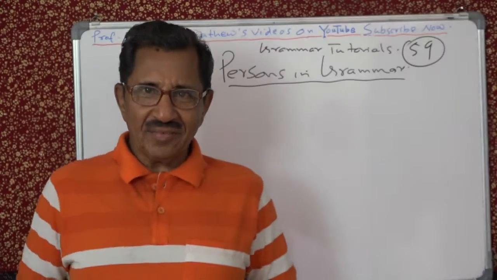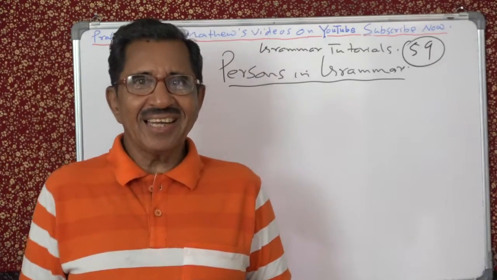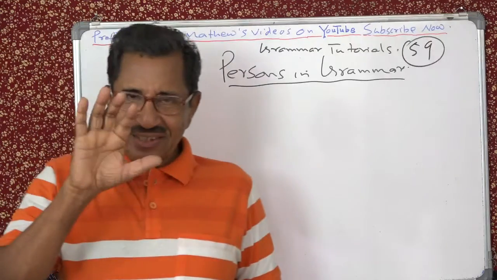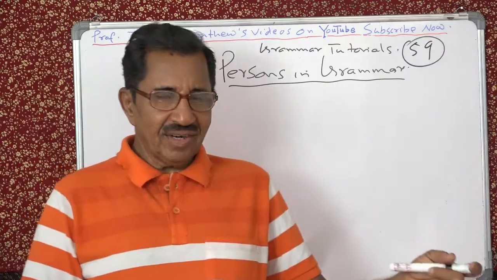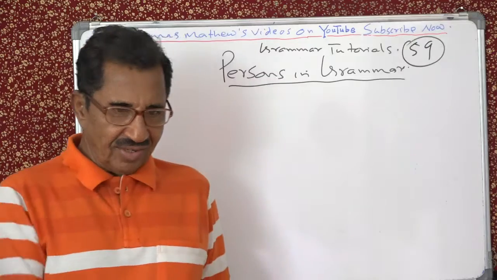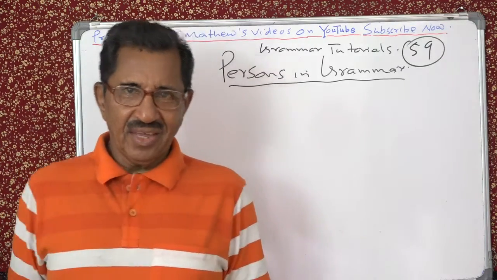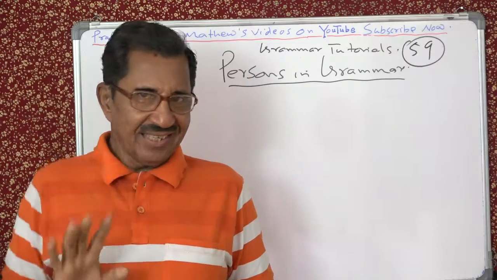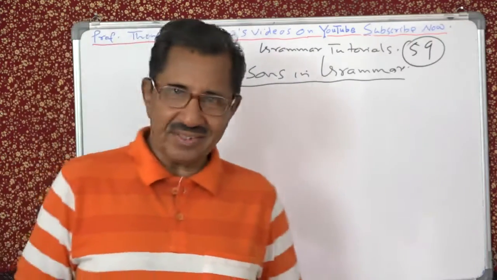Now we are on a very important topic in English grammar, that is persons. The idea of persons, you know, persons in the real world: in the class there are 30, 40 persons. Person, human beings, that's what we understand. Now in grammar, you have only three persons. We call it first person, second person, and third person.